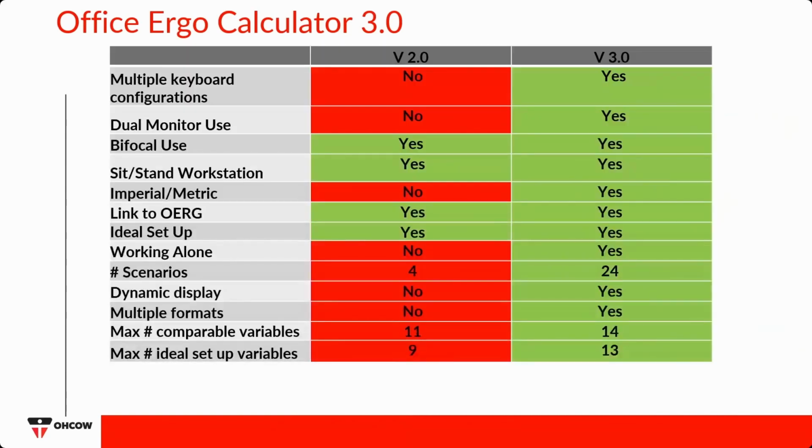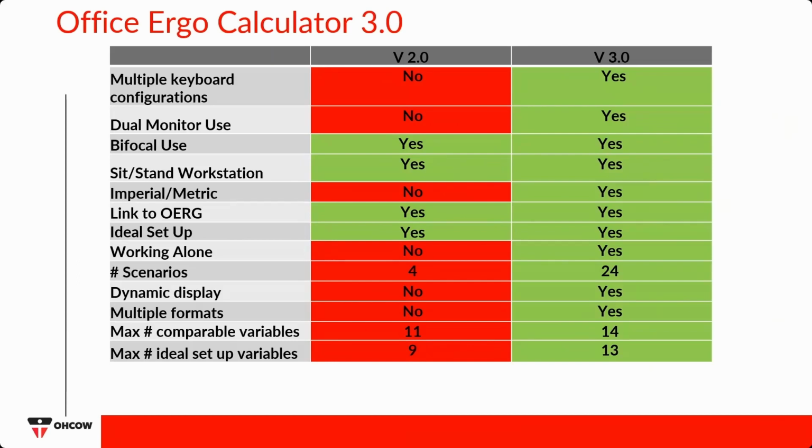So in a comparison of version 2 compared to version 3, version 3 now offers multiple keyboard configurations and dual monitor use. Both versions accounted for bifocals, as well as sit-stand workstations. Imperial and metric are now being addressed. Both were linking to OCAL's Office Ergonomics Reference Guide. They included the ideal setup results. The new version accounts for being able to work alone or not having anyone to be able to do measurements for you.